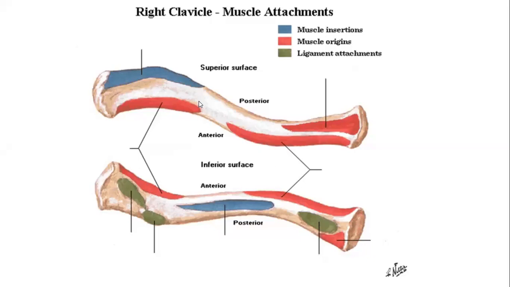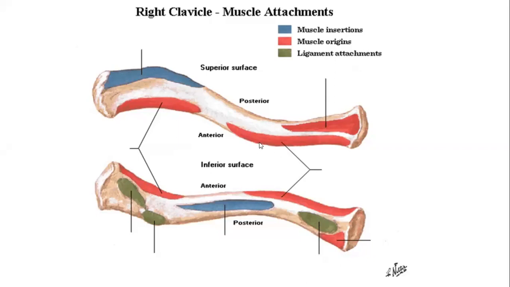In this diagram, you can see the superior surface of the clavicle in whole, and this is the inferior surface of the clavicle. This is again the medial end of the clavicle, and this is the lateral end of the clavicle.